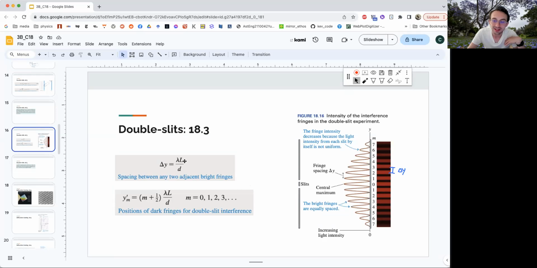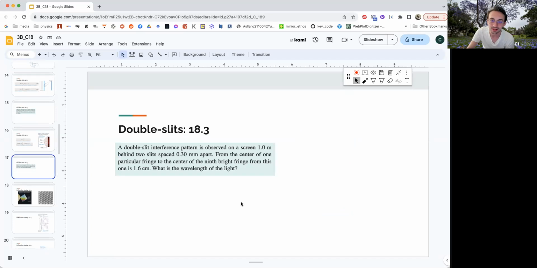And the spacing between any two bright spots will be lambda L over D, and the same is the spacing between any two dark spots. You can see, because M is an integer, the dark spots that are adjacent to one another are also separated by a distance, lambda L over D. Okay, so we can do another problem just to really drive this home using that information.